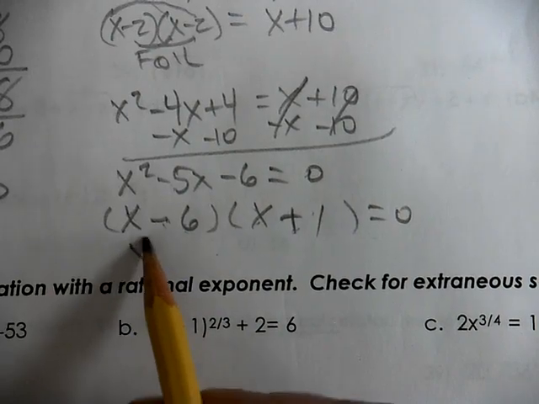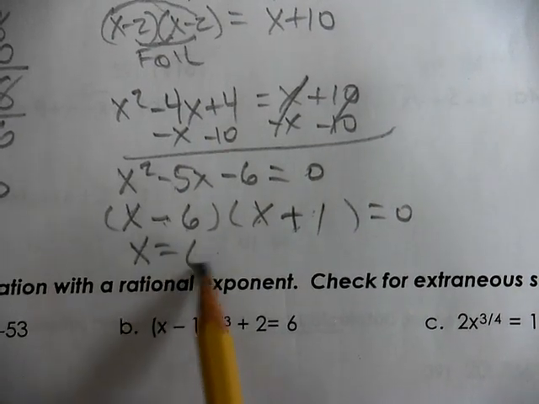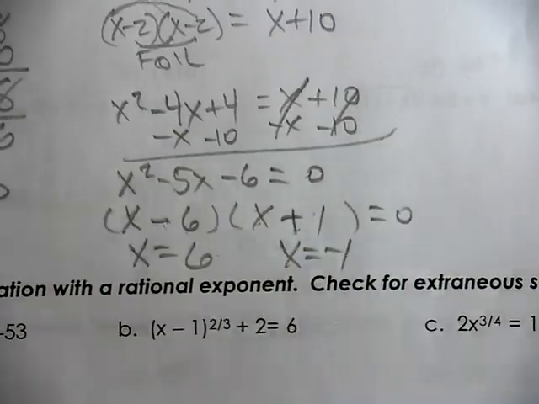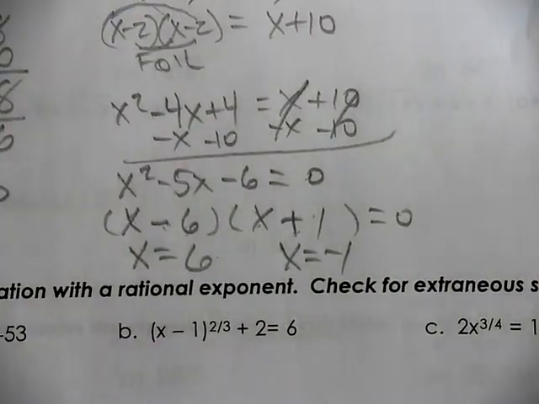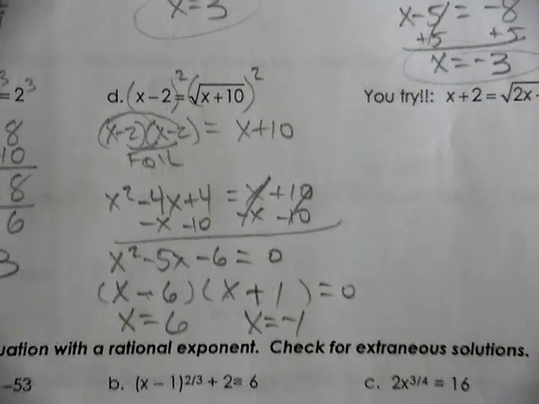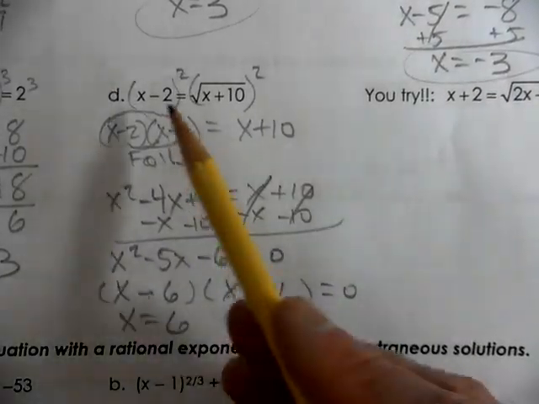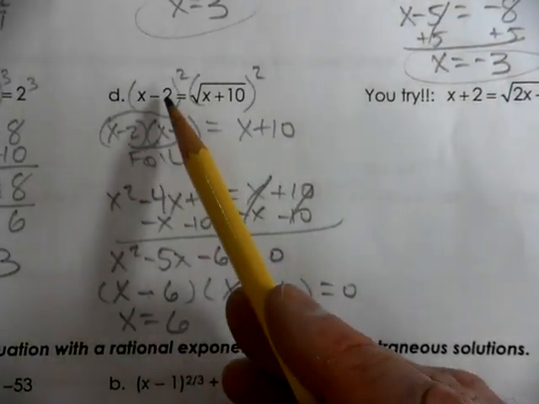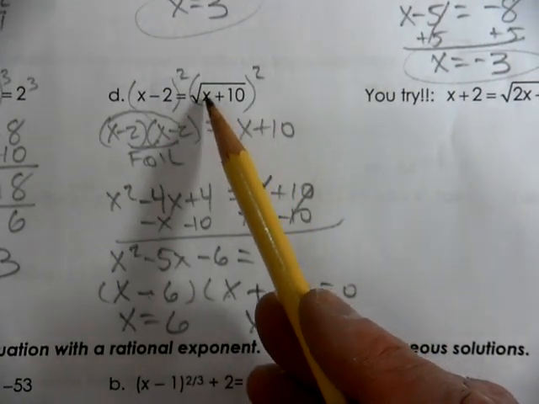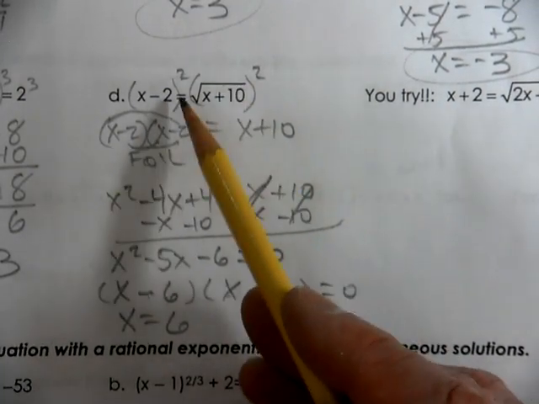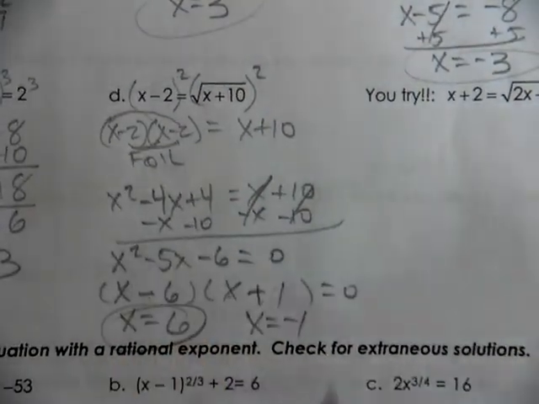Then we would do our zero product property, which would give us 6 and would give us negative 1. Now we got to check our answers. So we bring our answers up, and by plugging in 6, 6 minus 2 is 4. Plug the 6 in with the 10, that gives us 16. Square root of 16 is 4, so that one worked. You get a circle there.